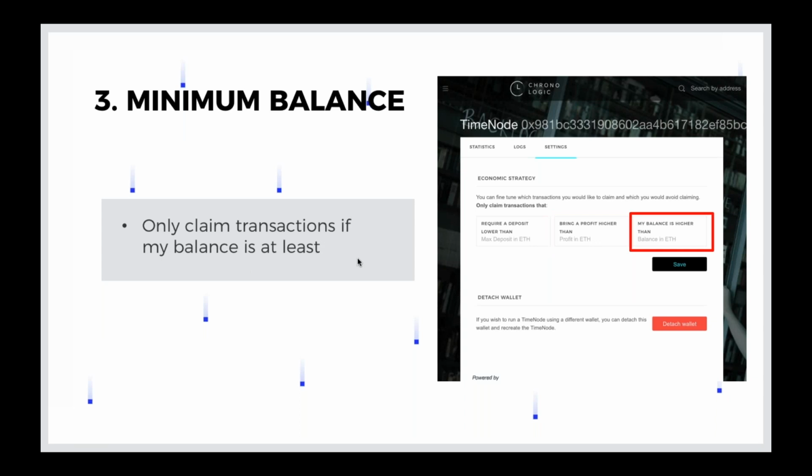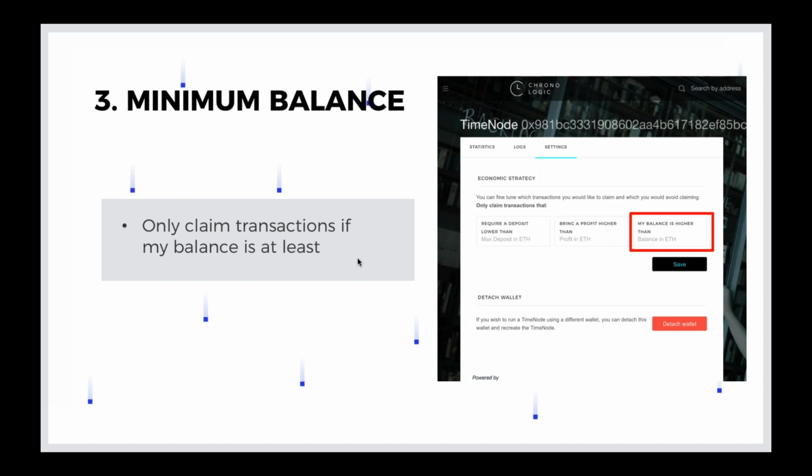And let's cover the third option, which is also the last option we have here in this current version of the economic strategy: the minimum balance. So what is the minimum balance? Basically, you can set your time node to only claim transactions if your balance is at least a certain amount. So what do we want to accomplish with this option?